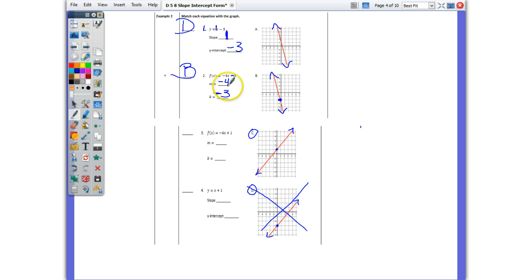And you can check the slope too. -4 over 1. Run 1, up 4. Yep, that works. Left 1, down 4. Yep. All right, number 3.